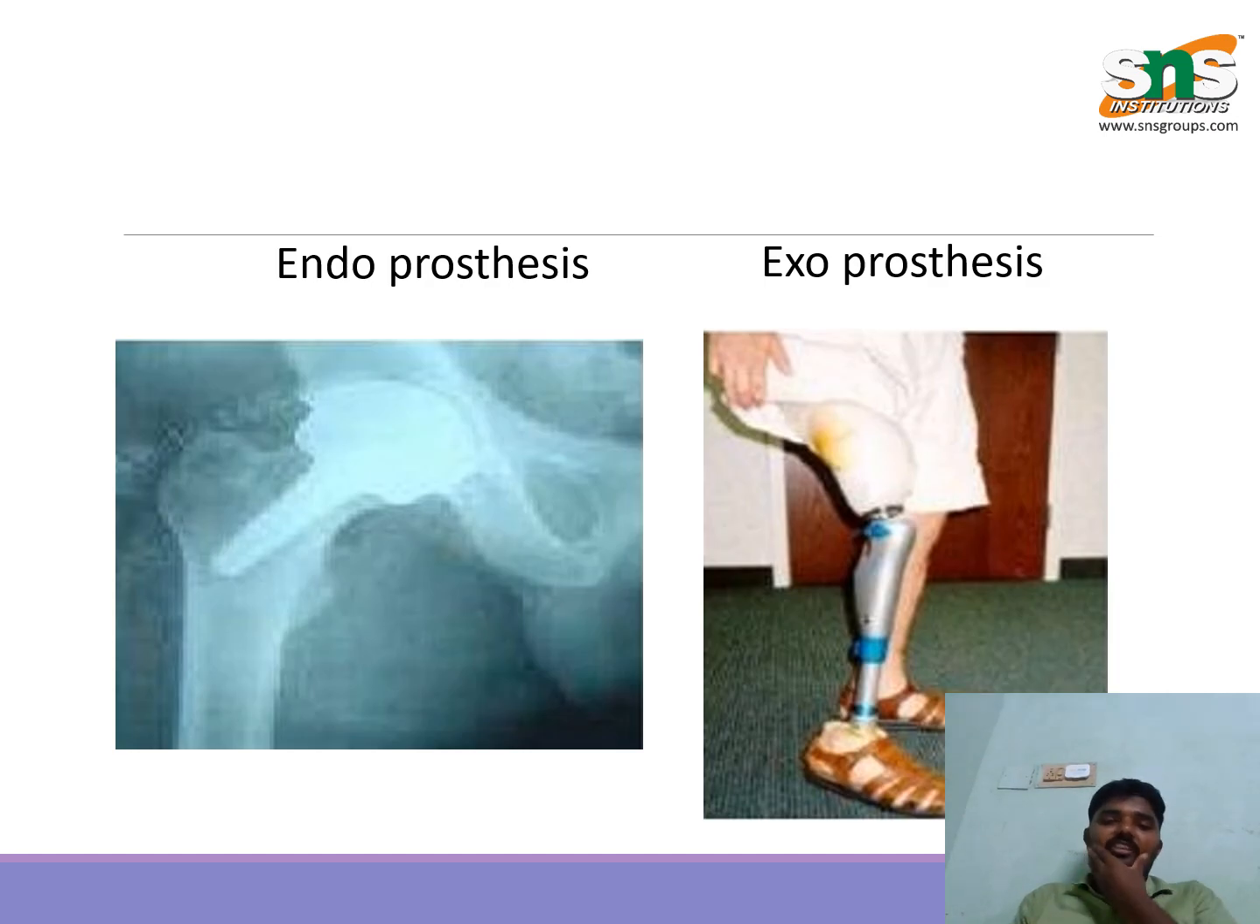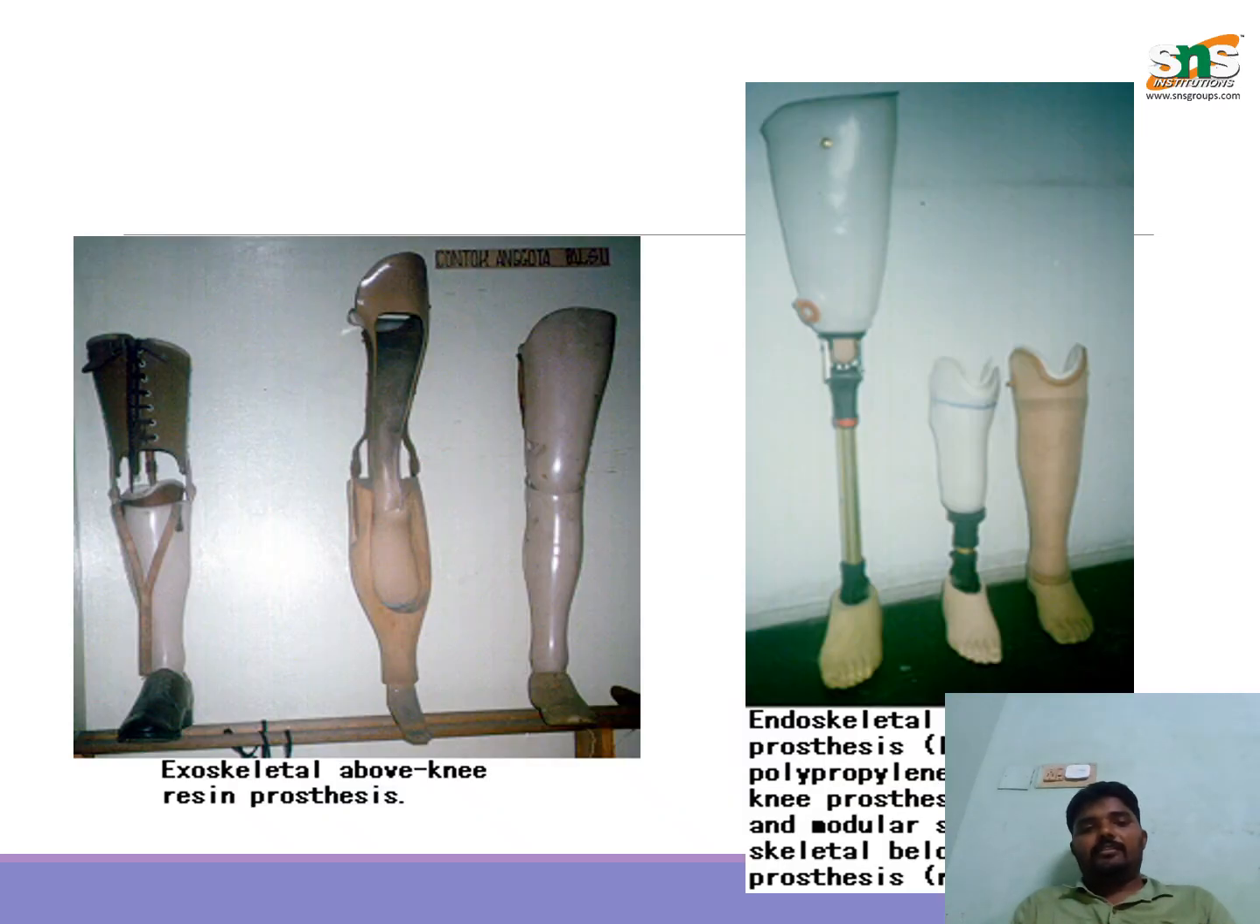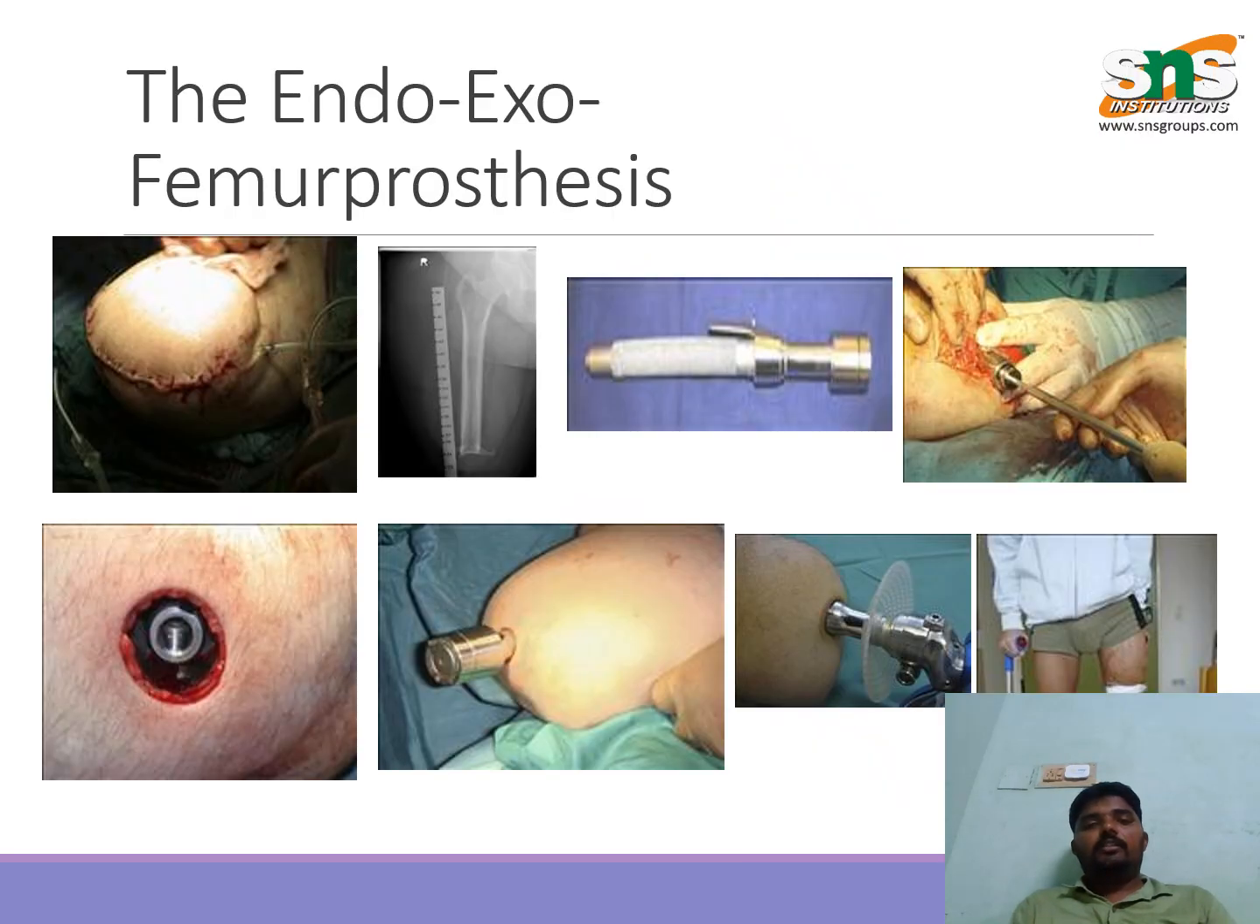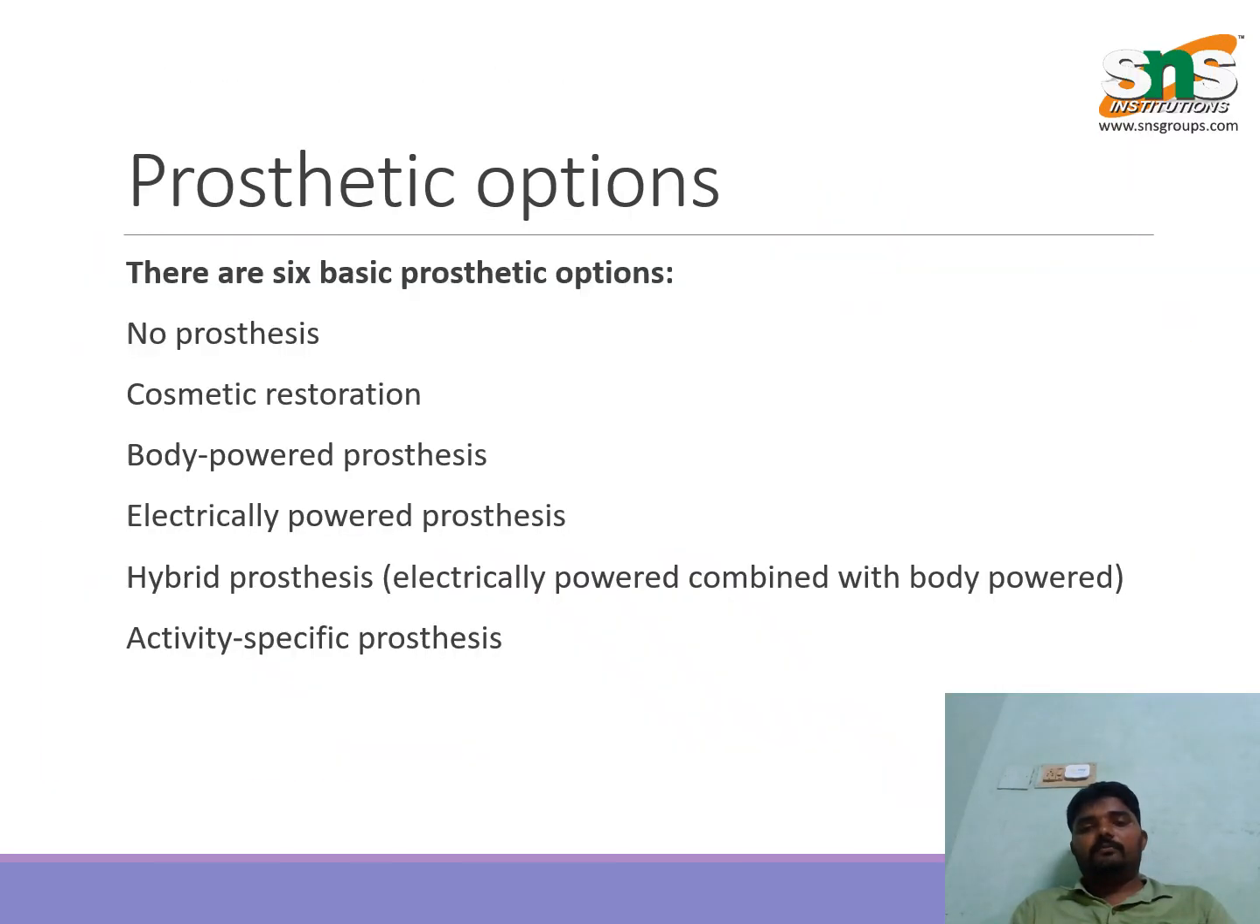The first picture shows a total hip replacement, an endoprosthesis. In the second picture, the exoprosthesis is mainly for fitting an artificial limb after the amputation. The exoskeletal prosthesis is mainly made of wood or resin material. The second one is polypropylene prosthesis material. Then there is the endoskeletal prosthesis material.